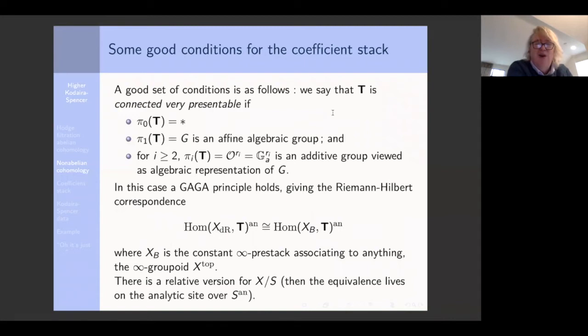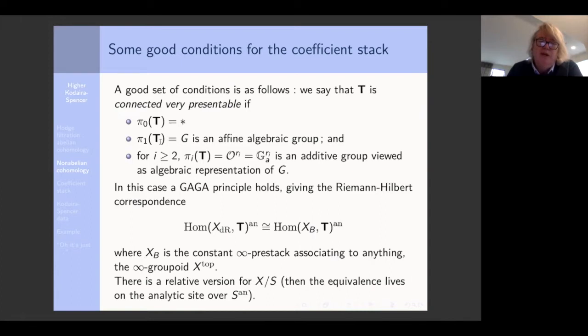We'll call it connected very presentable if pi 0 is, so being connected means that the pi 0 sheaf of T. So let's recall it. This means that T is going to be an n-stack on the site of schemes over K. So T is really a simplicial presheaf on the site of schemes over K. Okay, so as such, it has homotopy group sheaves, which are themselves sheaves of sets on the site of schemes over capital K. So it makes sense to say pi 0 of T equals star. That just means as a sheaf of sets, it's the 1-point set. It also makes sense to say pi 1 of T.